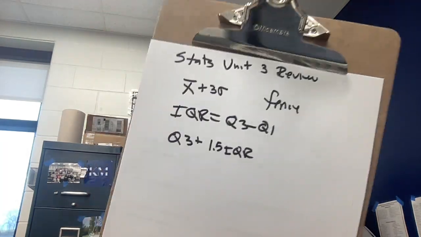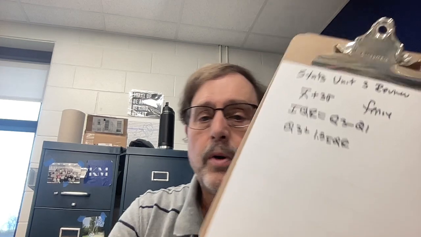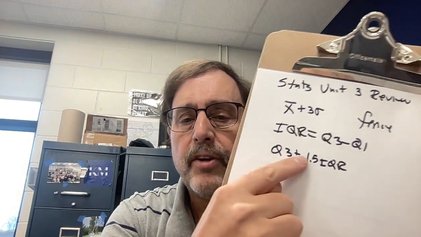The IQR is Q3 minus Q1, and the fences would be Q3 plus 1.5 IQR. You do not need to have these memorized. So here is your outlier by the fence method. With the IQR method, you'd go 9 minus 5, get that, and then do your IQR. And then you'd go Q3 plus 1.5 times what you got. There's your upper and lower fence. I think that's good enough there.